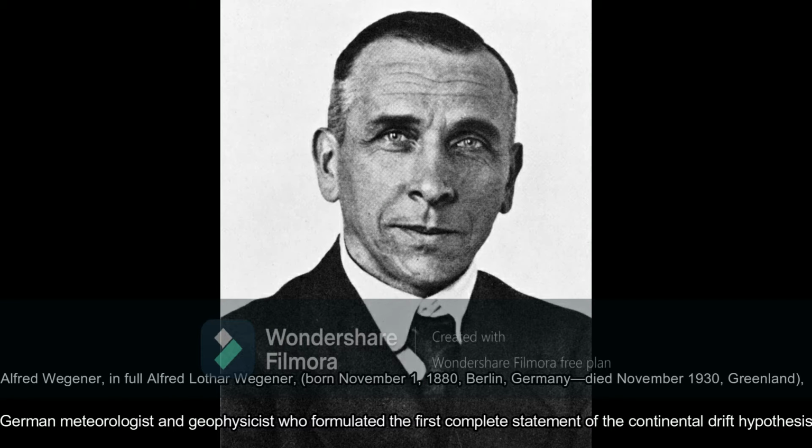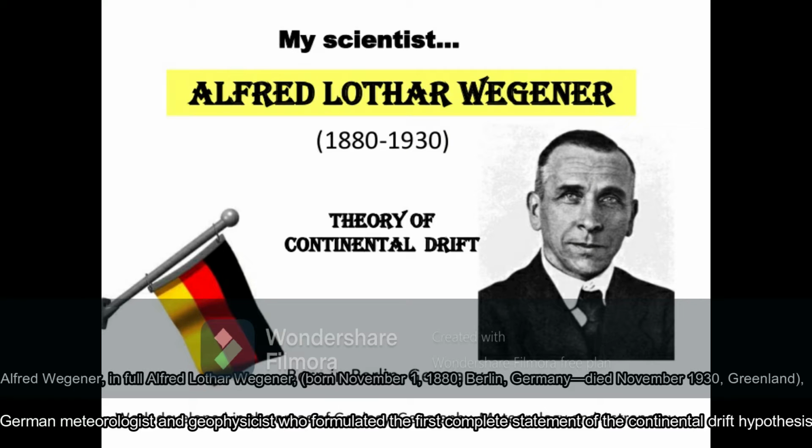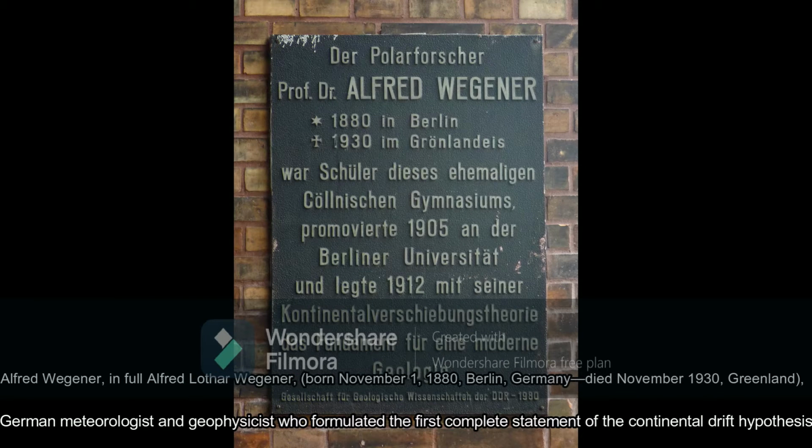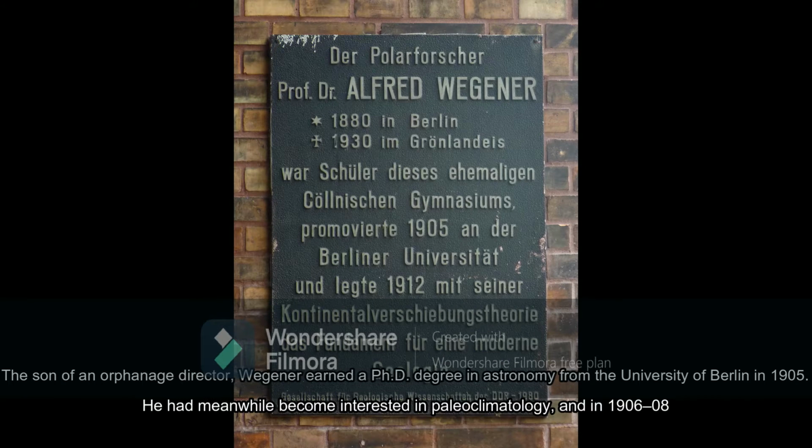Alfred Wegener. In full, Alfred Lothar Wegener. Born November 1, 1880, Berlin, Germany. Died November 1930, Greenland. German meteorologist and geophysicist who formulated the first complete statement of the continental drift hypothesis.